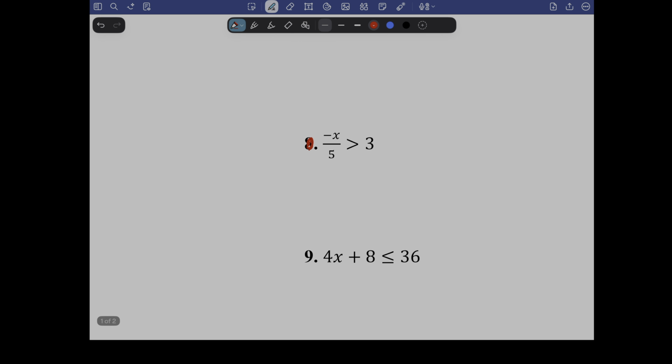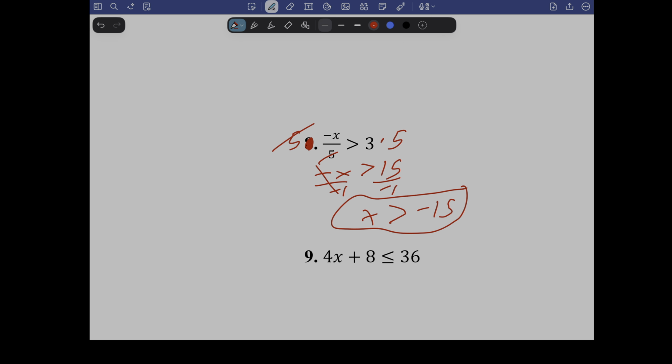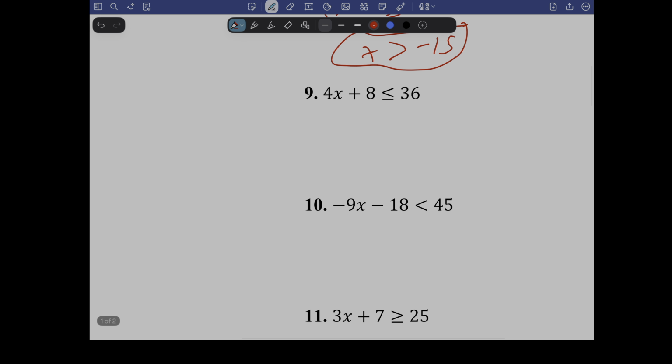Number 8, I'm going to multiply each side by a positive 5. Now remember, if you multiply by a positive, you leave everything alone. You don't do anything. But now I've got to divide by that negative 1. So now I am going to have to switch the sign. And I get a negative 15. Let's go on to number 9.